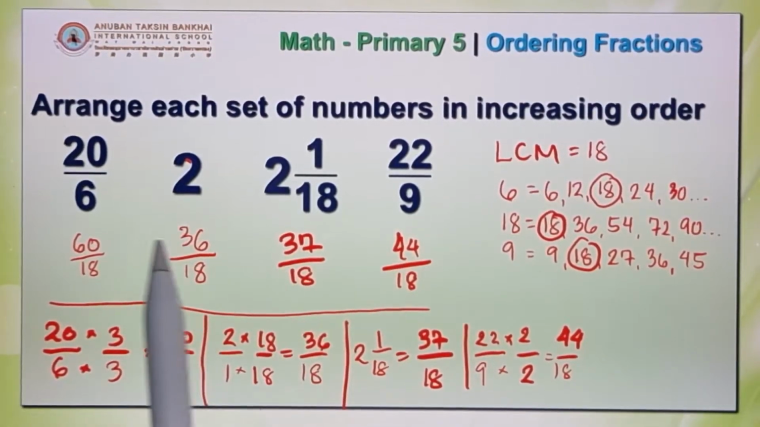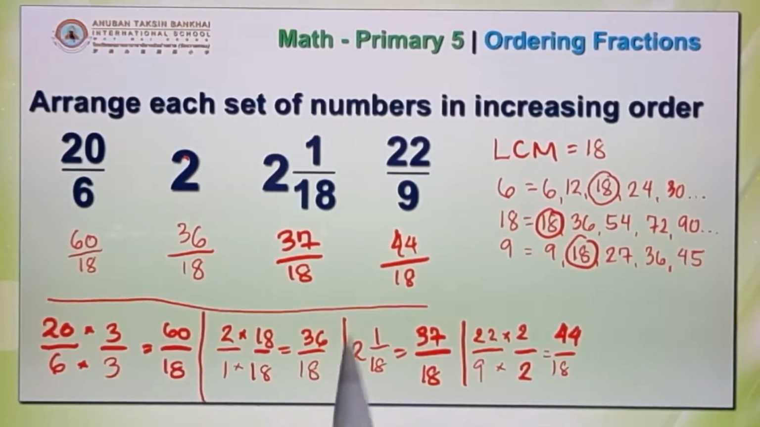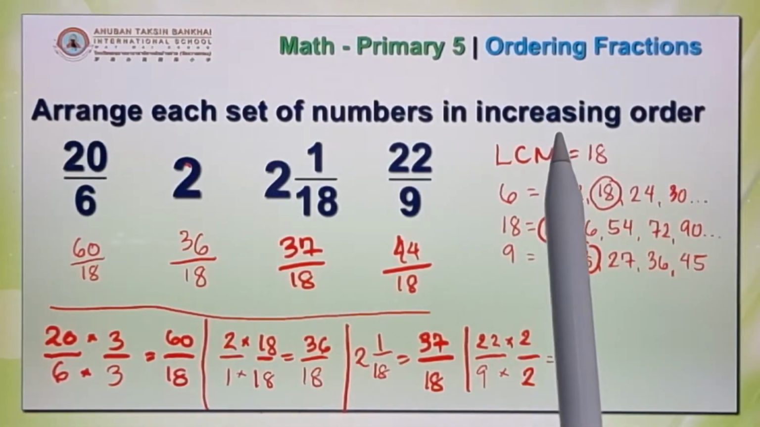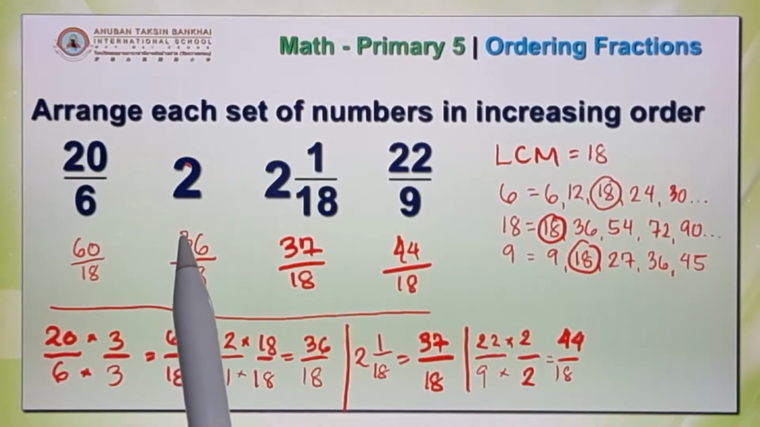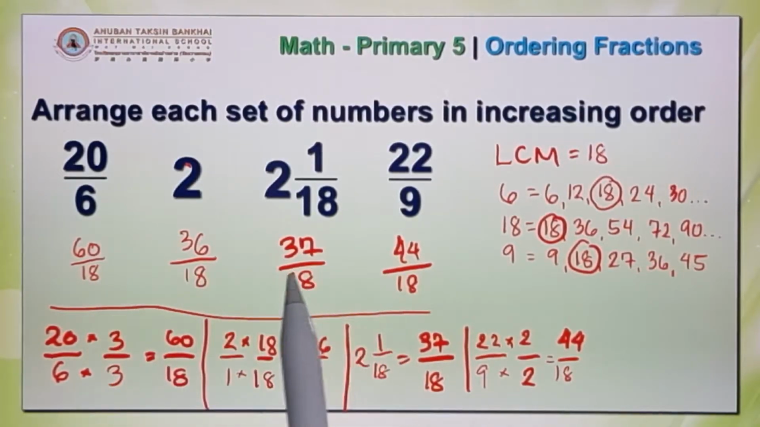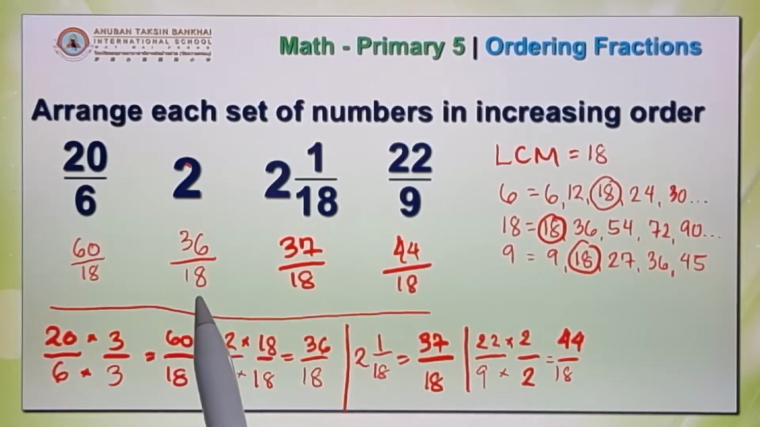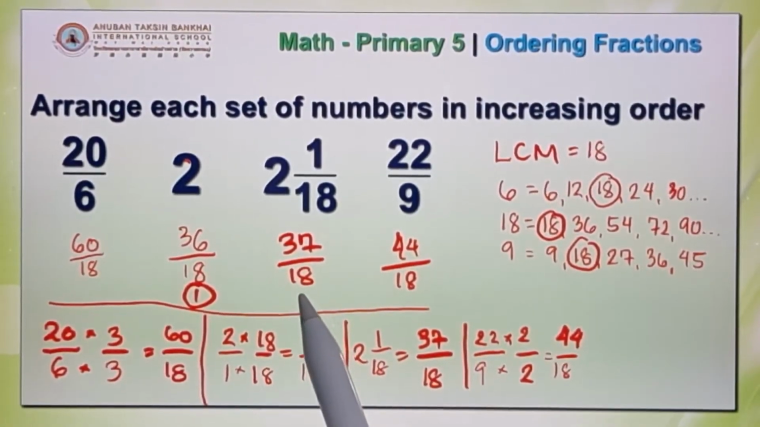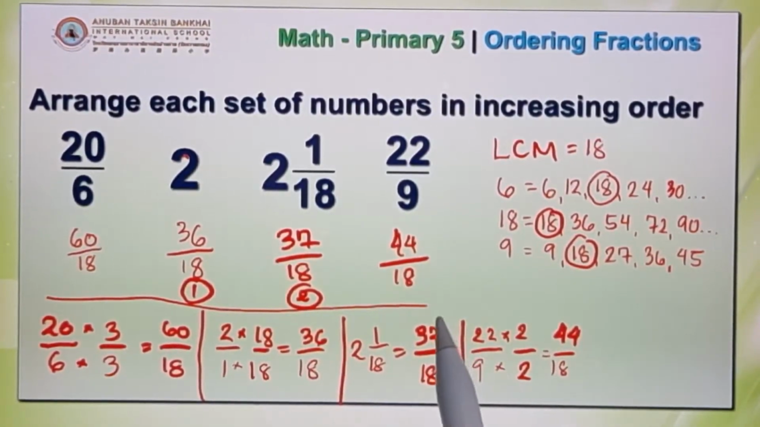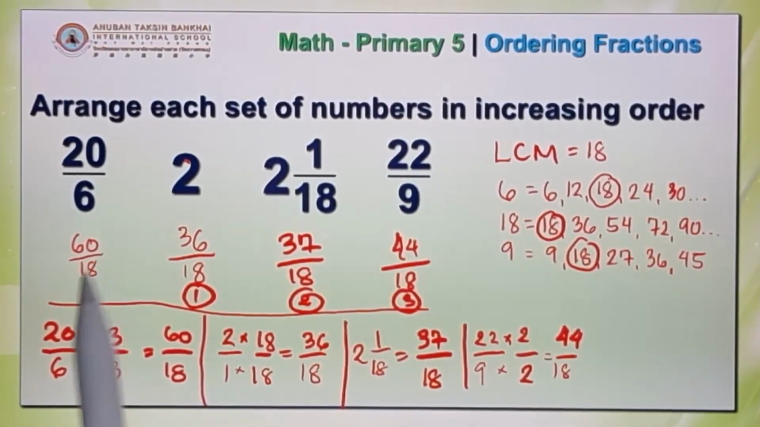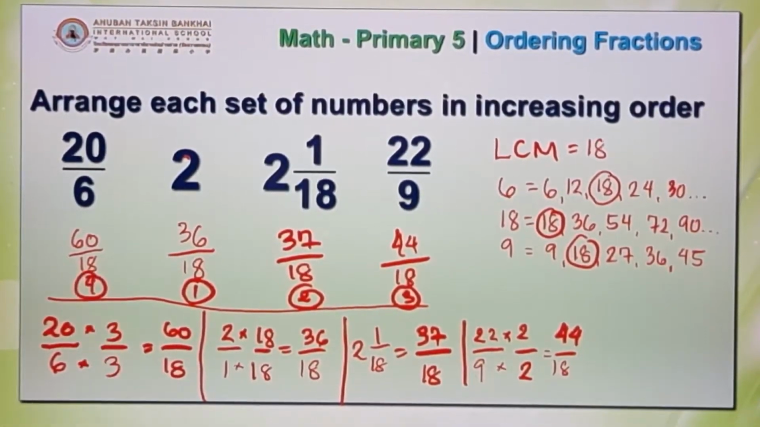So now our fractions have the same denominators. Let's now evaluate our numerators. Take note that this is increasing order, small to big. So which numerator is the smallest? We have here 36. So this is our least number, the smallest. Next, we have 37. So this is our number 2. Next, we have 44. So this is our number 3. And the last one, we have 60. This is the largest. So this is our number 4.